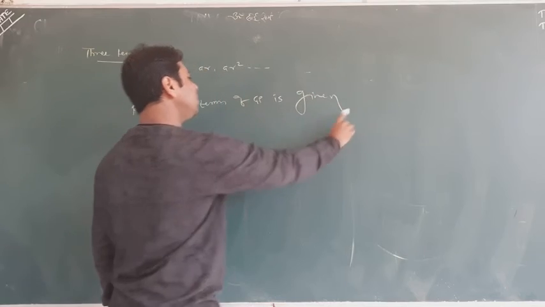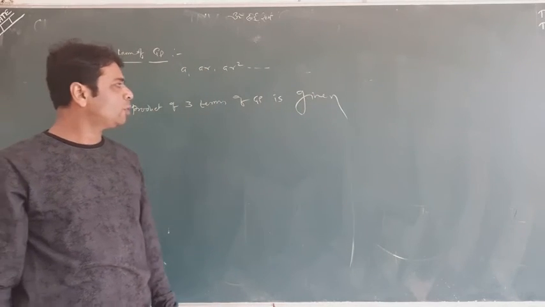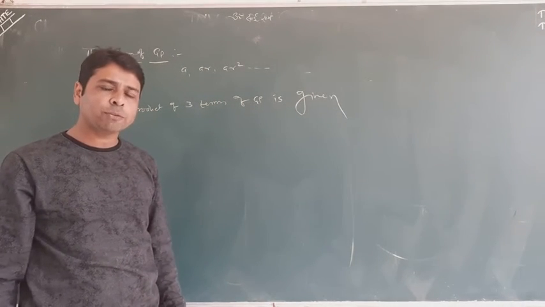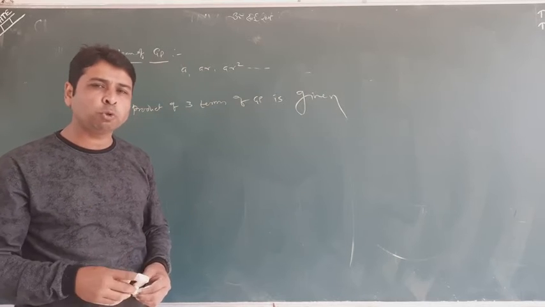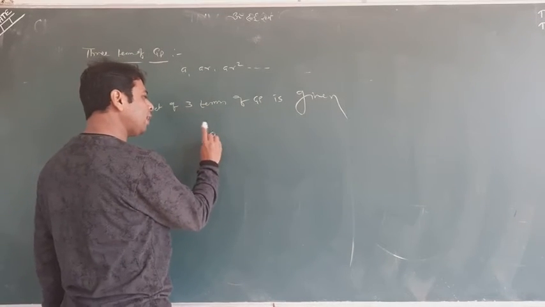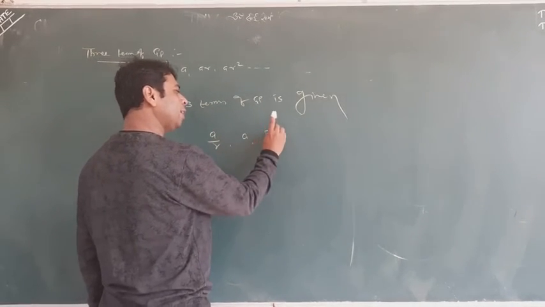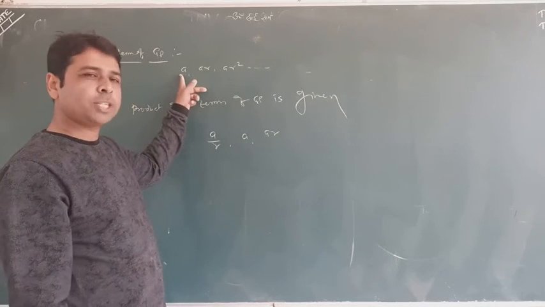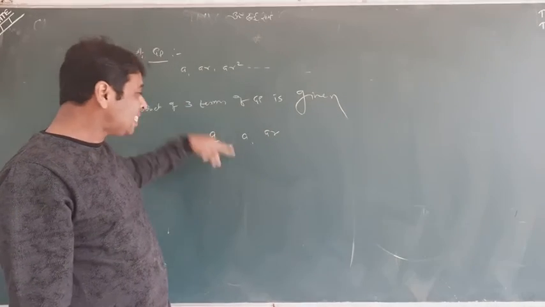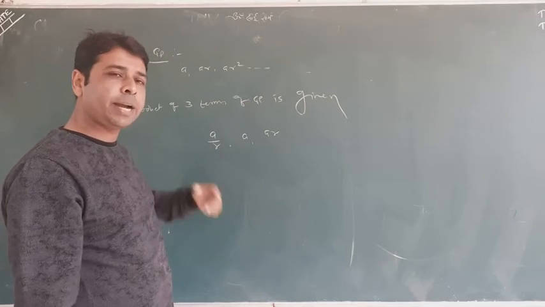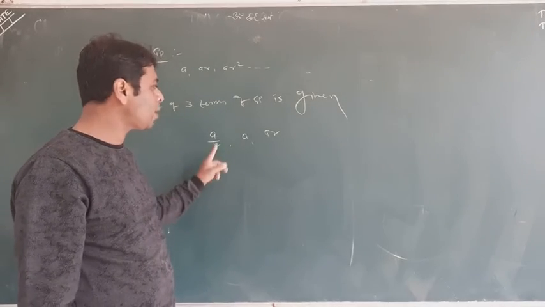Try to read the sentence. Product of three terms of GP is given. Whenever the product of three terms of GP is given and you are told to choose the three terms, you will write only a/r, a and ar. Meaning, this is the first term, okay. But this time you will start just behind a, which is a/r, a and ar.